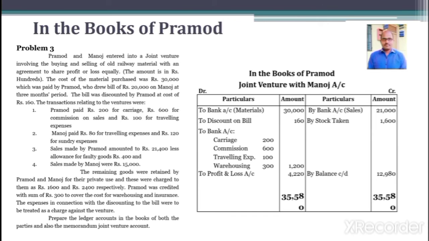On the credit side you can see by bank account. So this is the sales made by Pramod, 21,000. By stock taken over 1,600. So total 35,580 rupees. So there is a debit balance of 12,980 rupees which is carried down.